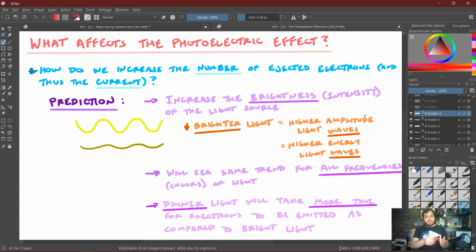Because if we hit it with a dim light, the electrons might start to oscillate, but we're going to have to keep hitting it with more and more, so they gain more and more energy until eventually they build up enough and maybe they can fly off. So let's go ahead and see what exactly we observe and see if they match these predictions.